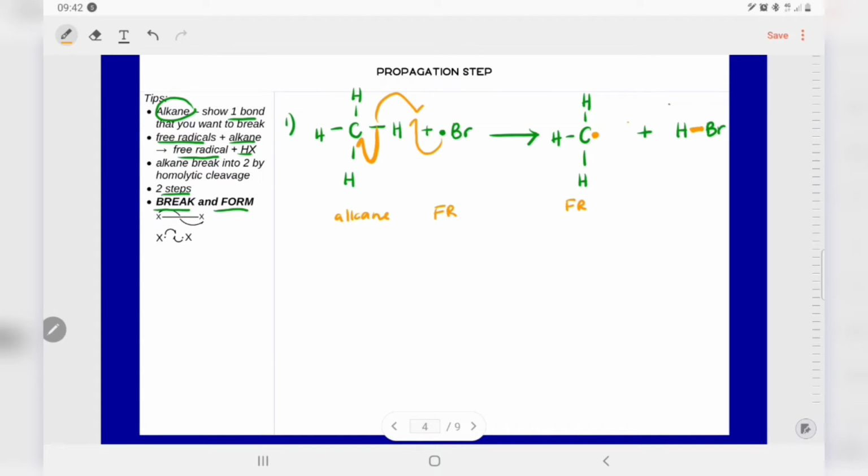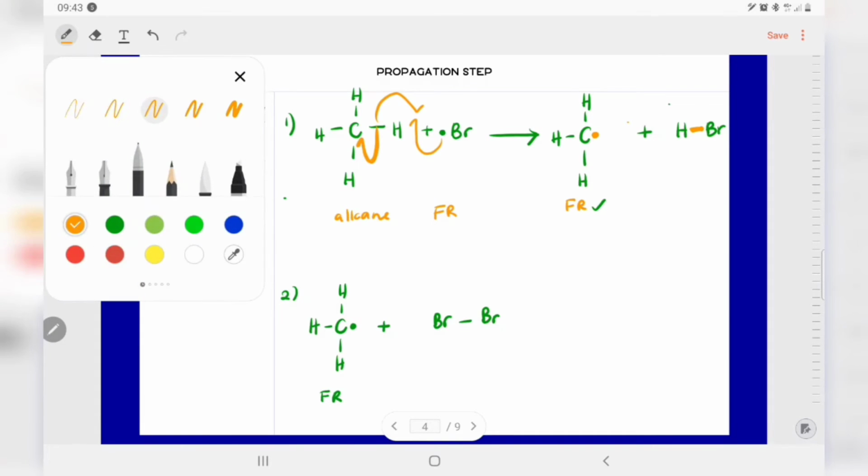Okay, the second step, what should we do? So the second step, we take the free radical from here. So we have H, C, H dot. Plus, another one kita ambil Br2. Okay, kenapa kita ambil Br2? Sebab Br2 ni bukan wujud satu molekul sahaja. So molekul dia banyak. So ini adalah molekul yang kedua.